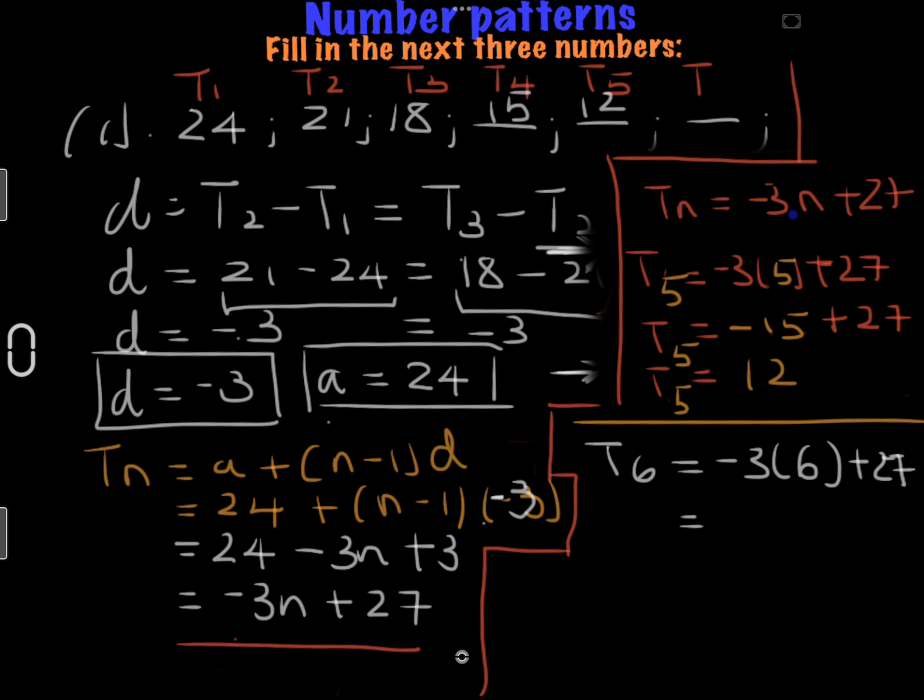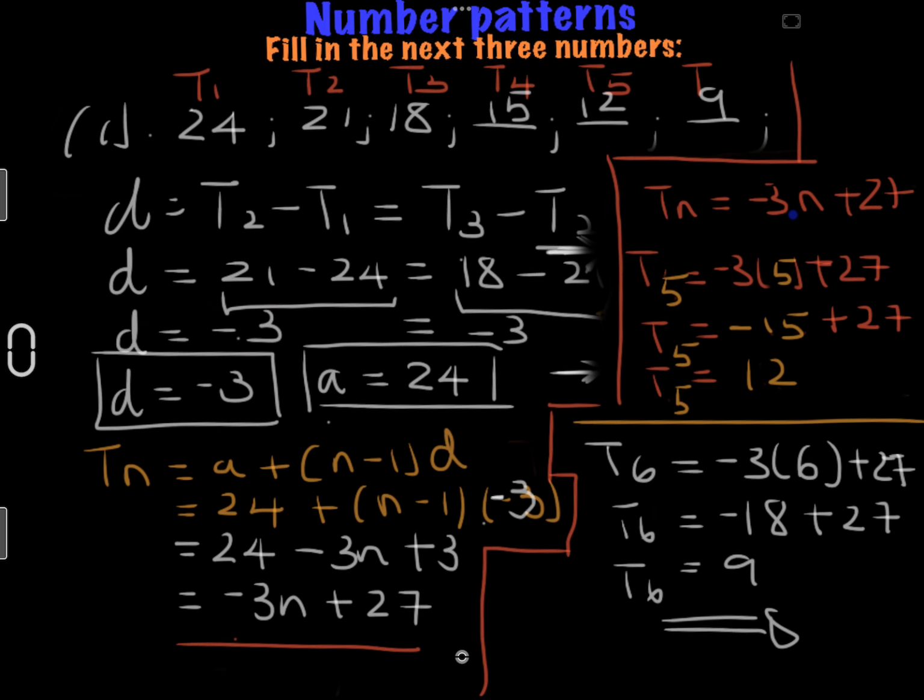Negative 3 times 6 gives us negative 18, plus 27. Now we have negative 18 plus 27 gives us positive 9 for term 6. So we have positive 9 as the answer, which is now our last final term.